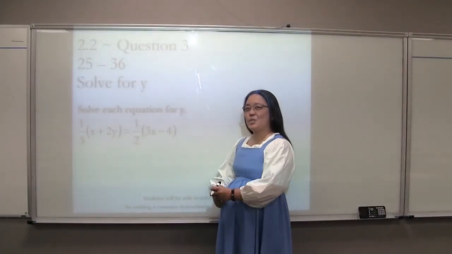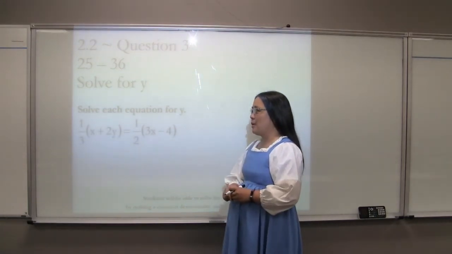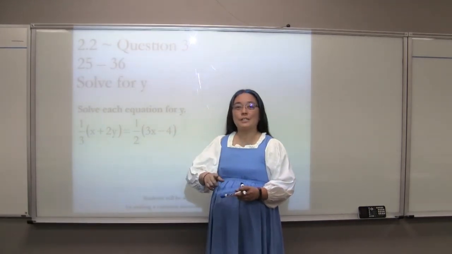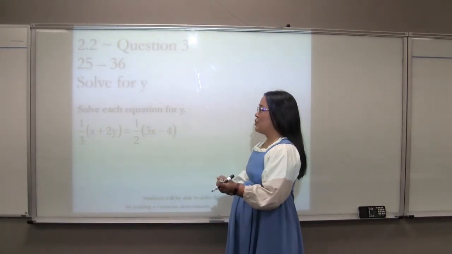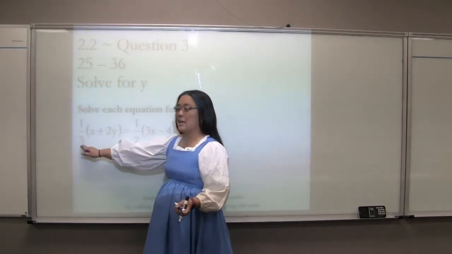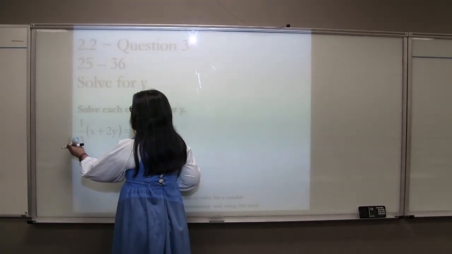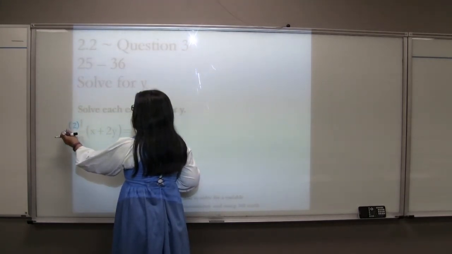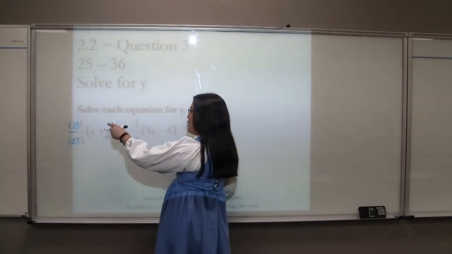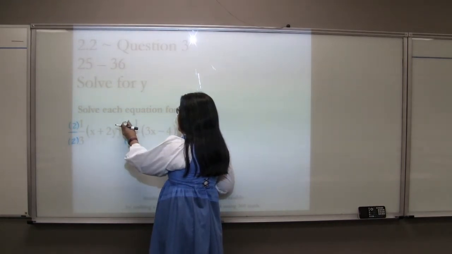Chapter 2, section 2, question 3. We have to solve this equation for y, and you'll notice there are fractions on both sides, just like in the previous section in chapter 2. We want to find the lowest common denominator, which in this case is 6. So I want to multiply to make this 6. I want to multiply top and bottom by 2. Remember that this is the multiplicative identity from chapter 1. We're multiplying it by 1. Here, we're going to multiply top and bottom by 3.